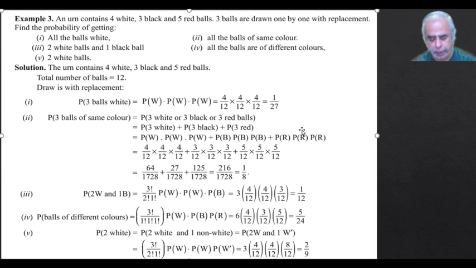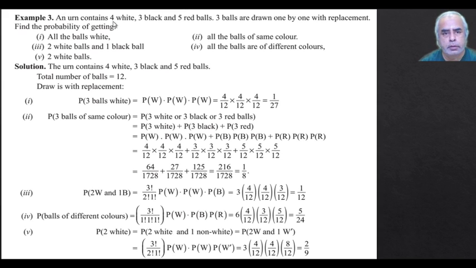Look at the next example. An urn contains 4 white, 3 black, 5 red balls. 3 balls are drawn one by one with replacement. What is that? With replacement.